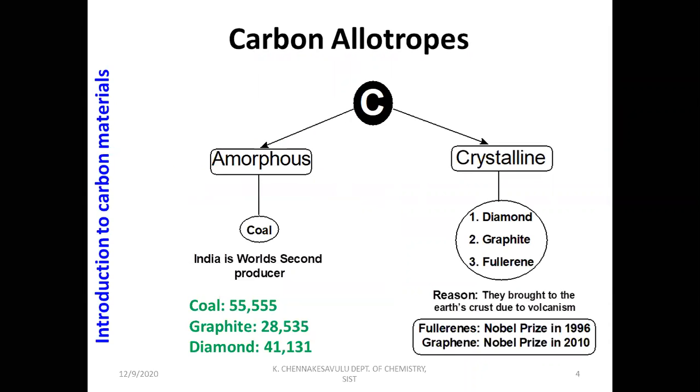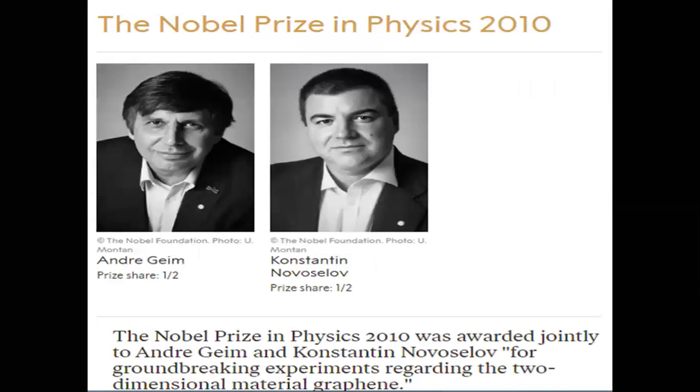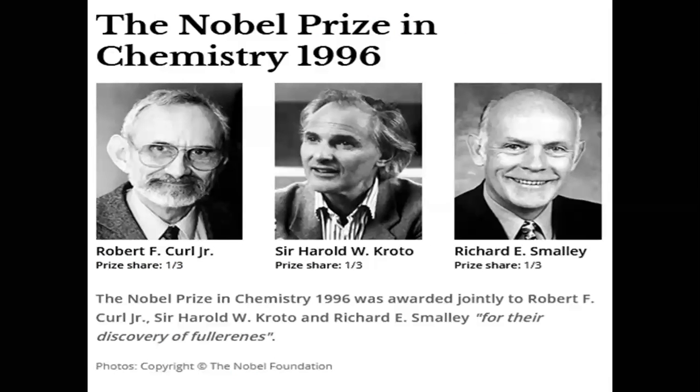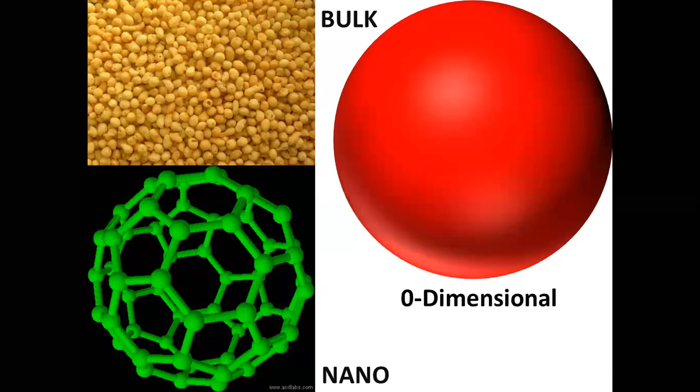We already know the allotropes of carbon: diamond, graphite and fullerene. In this lecture, we are going to discuss carbon nanotubes, which are one of the allotropes of carbon. In this field of carbon nanomaterials, people have been awarded the Nobel Prize two times: in 1996 for fullerenes, and in 2010 for graphene.